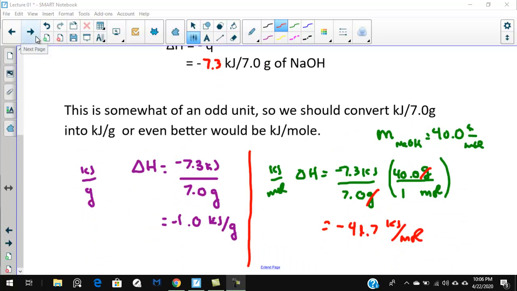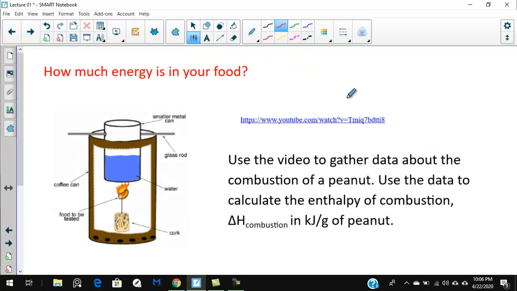So I'm going to give you some data, and we're going to look at the energy that is involved in your food. Normally we call those calories, but calories are just the non-metric version of joules. So we could also calculate how many joules of energy are in some food. So we're going to take a look at a calorimeter, grab some actual data, and we'll look at how to calculate the heat of combustion or the enthalpy of combustion.